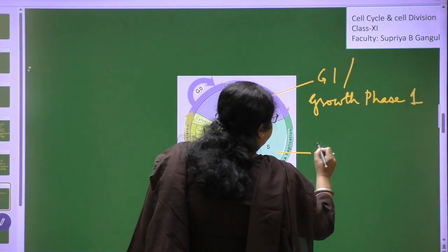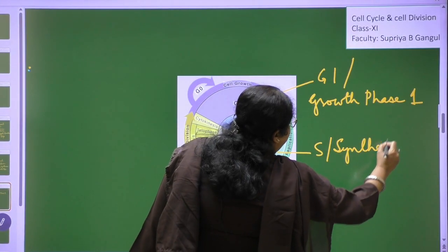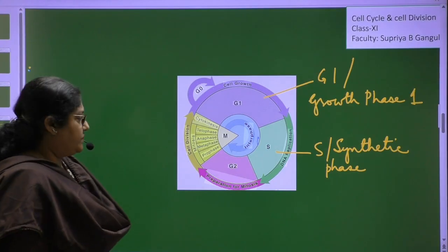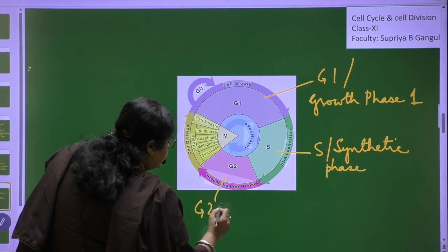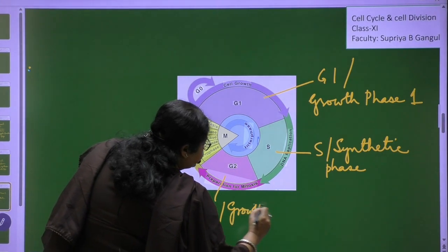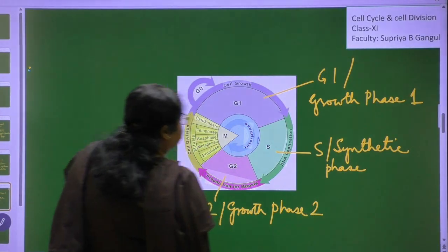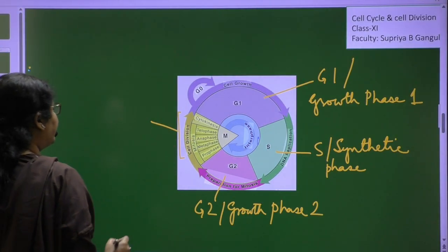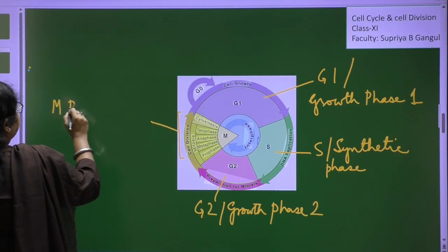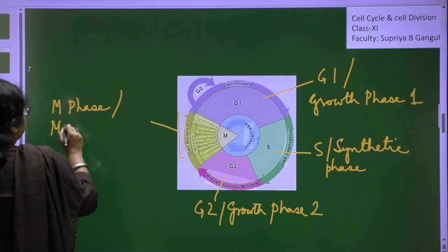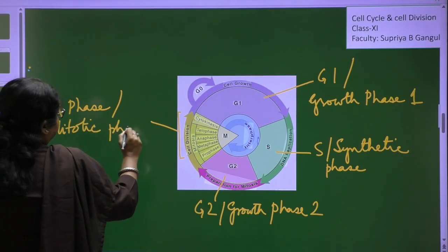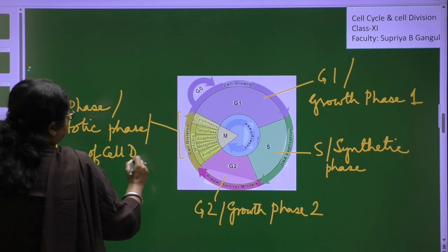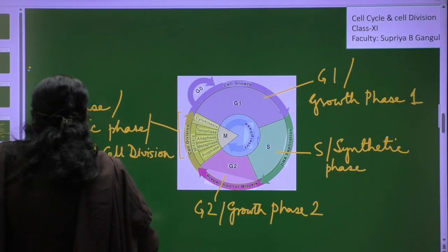This one is called the S phase or the synthetic phase. As the name suggests, something is made over here, something is synthesized over here. This is called the G2 phase or the growth phase 2. And finally, this entire phase, starting from here to here, is known as the M phase, or the mitotic phase, or also the phase of cell division.